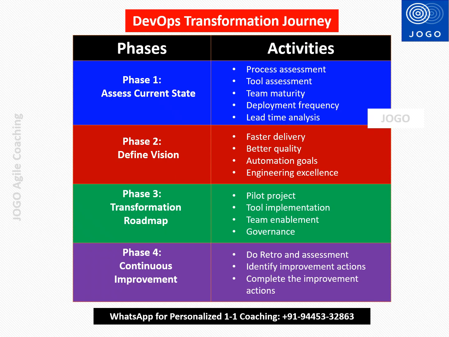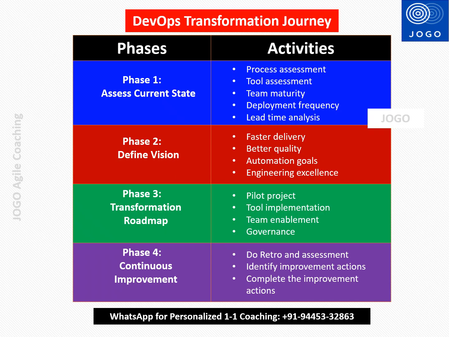When you want to do the DevOps transformation, we need to assess the current state. Only when you know the current state can we set the goal and reach the next level. So we need to do the first step. Second is define the vision. We need to have the vision for the end goal. That means where do you want to reach from the current state.